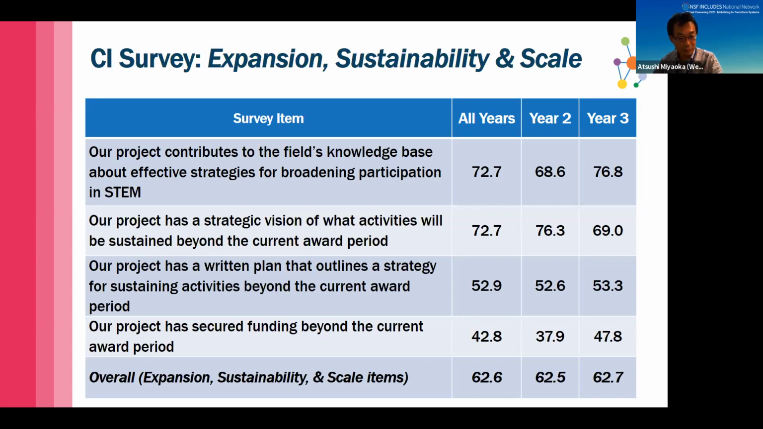For the second item, we see the opposite pattern. Alliances with 2 years of NSF INCLUDES funding are more likely to have a higher composite score than alliances with 3 years of funding. That is 76.3 compared to 69.0.